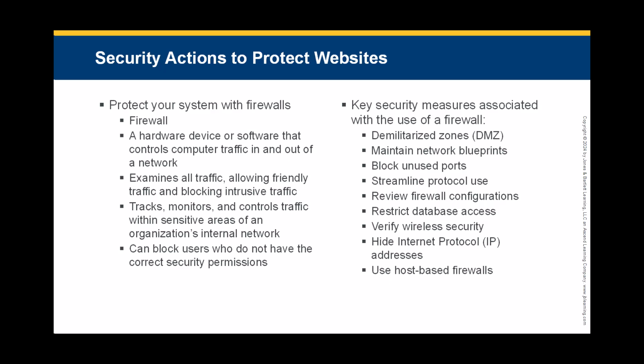A DMZ separates public-facing services, such as web servers, from internal systems like databases. This way, even if a public-facing server is compromised, the attacker does not gain direct access to internal resources. Maintaining network blueprints is another critical practice. Network diagrams document how systems are connected and where firewalls, servers, and sensitive data reside.